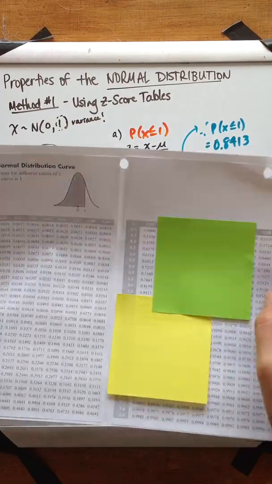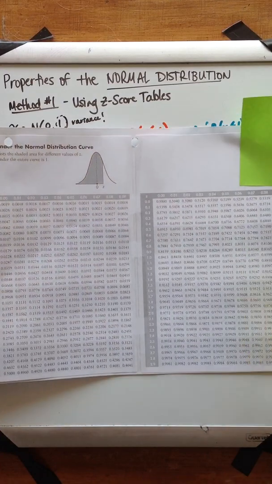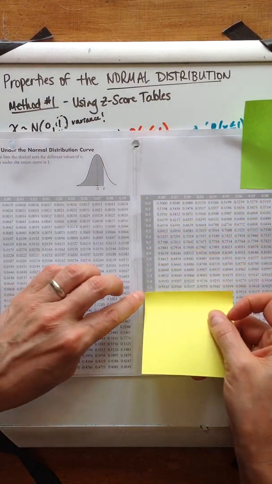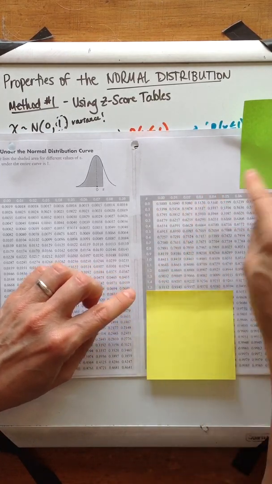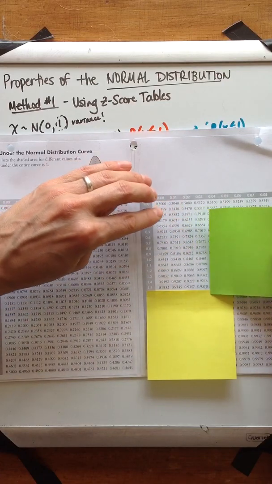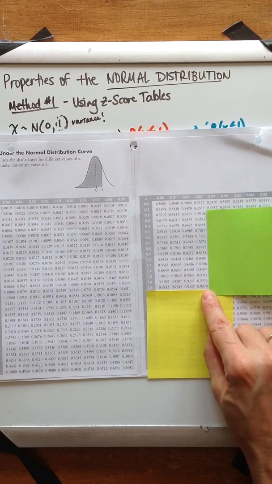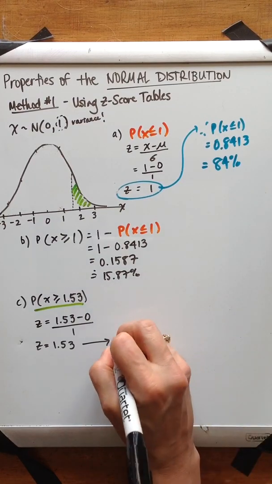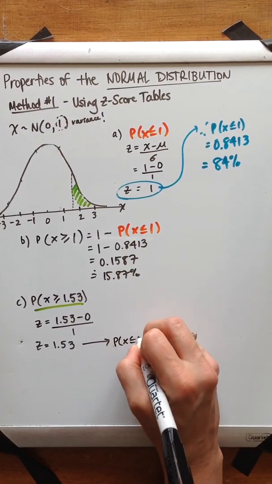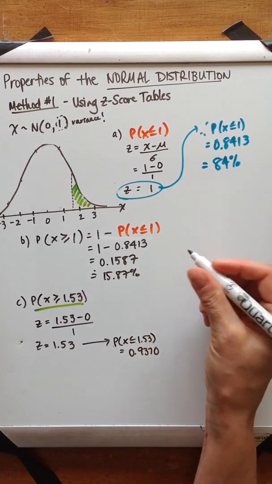So I'm in the positive regions of z, so I'm going to use the right side of this table. I'm going to scroll down till I get to 1.5. There it is. And then I'm going to go across until I get 1.53. And where the corners of my stickies meet, right here, is the probability for that really big area, which is 0.9370. Okay? So the probability for x being less than or equal to 1.53 is 0.9370. So let's finish it.